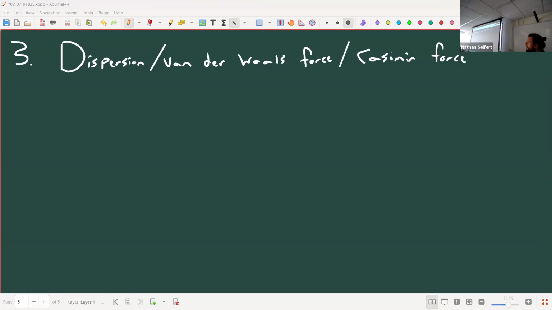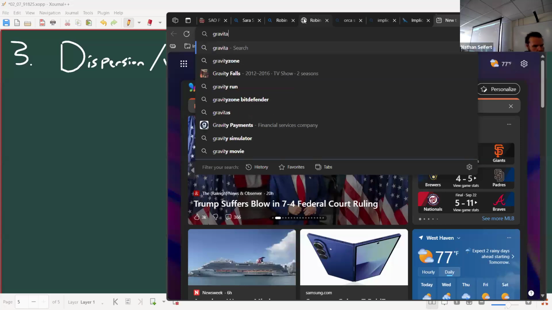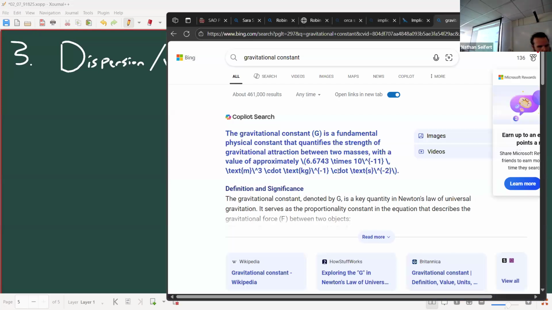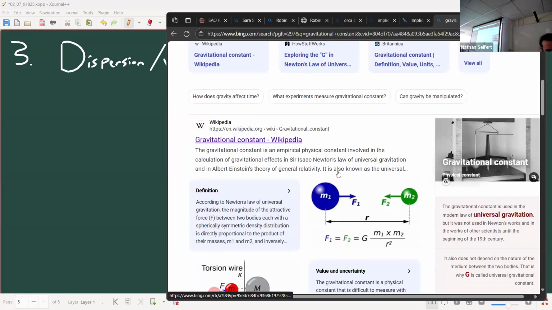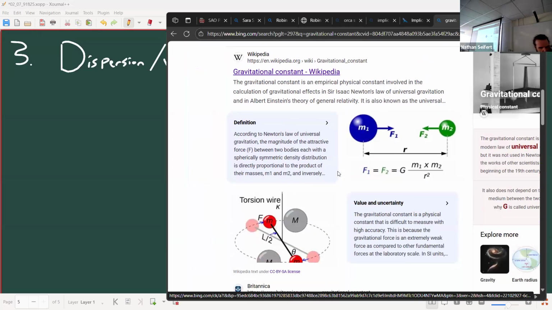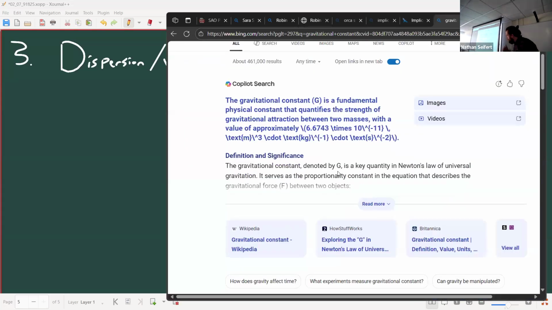So this is an important question. Why doesn't gravity matter here? It's 6.6743 times 10 to the negative 11 meters cubed per kilogram per second squared. So in SI units, it's on the order of 10 to the minus 11.